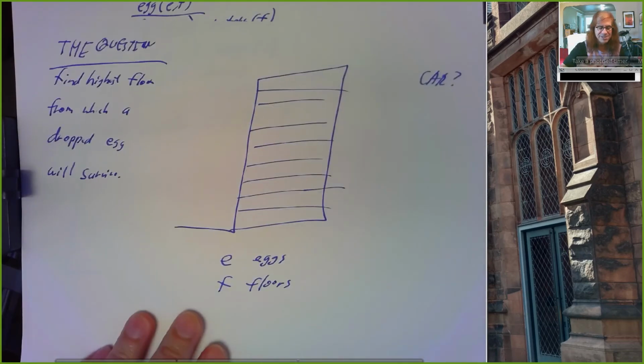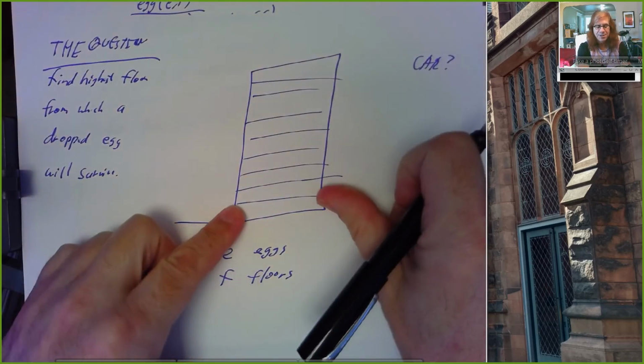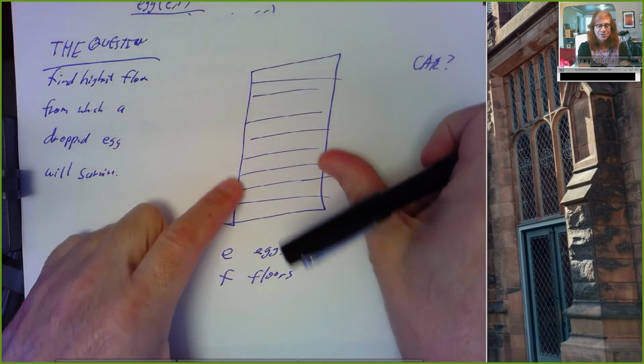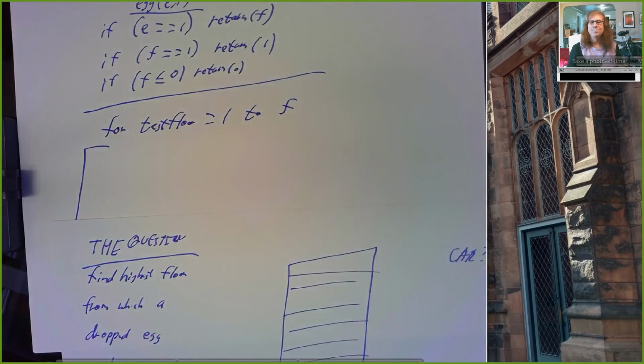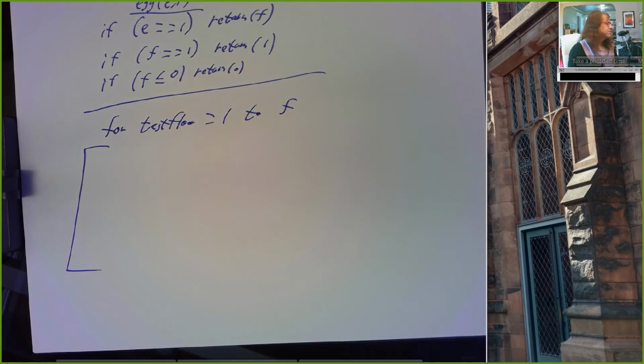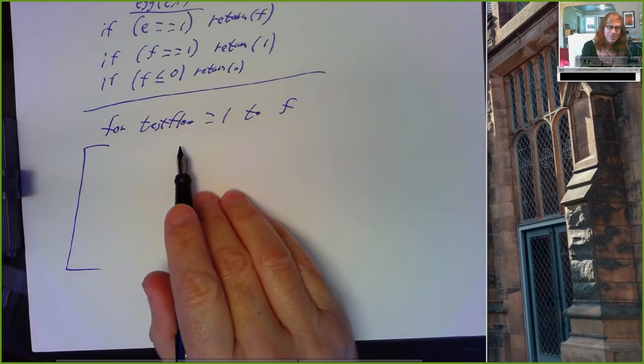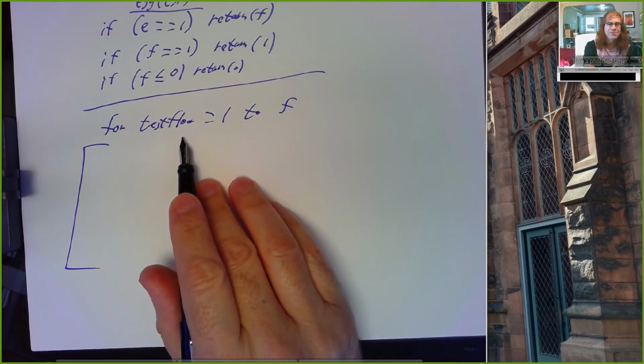Alright, so we're going to see what the best solution is if we start off by dropping from floor 1 or floor 2 or floor 3. And when we're done, we'll record whatever our best answer was, right? The fewest number of trials.